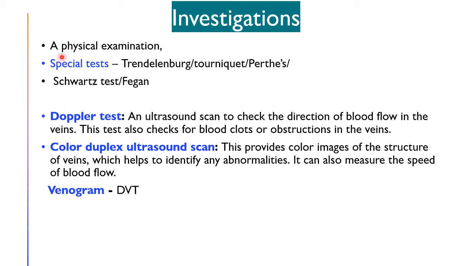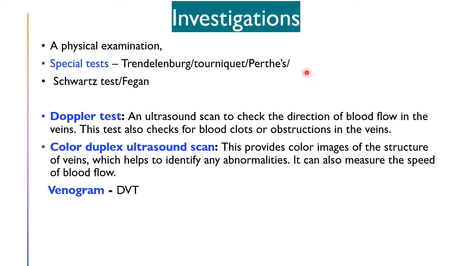What are the investigations that can be done for varicose veins? Varicose veins are easily diagnosed by physical examination, inspection, and palpation. Then this should be followed by some special tests, and the two important tests are the Trendelenburg test, which is also nowadays known as the tourniquet test, and the Perthes test.